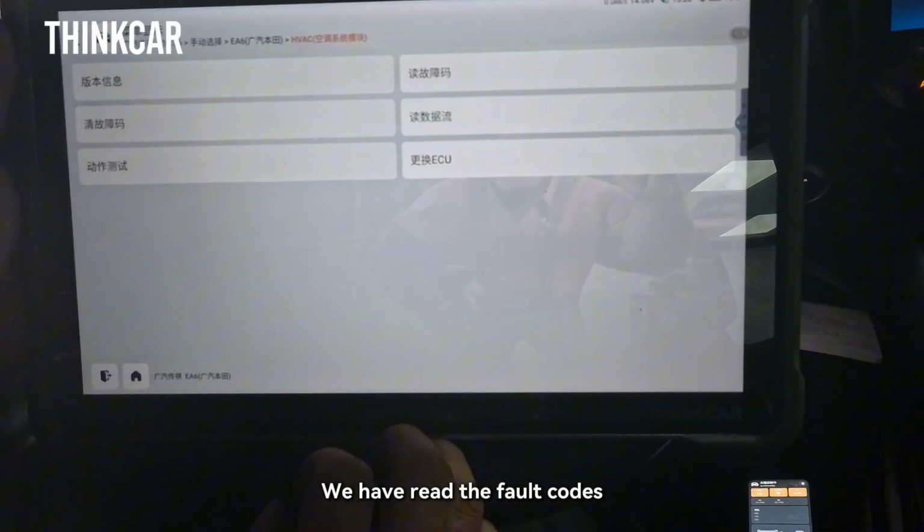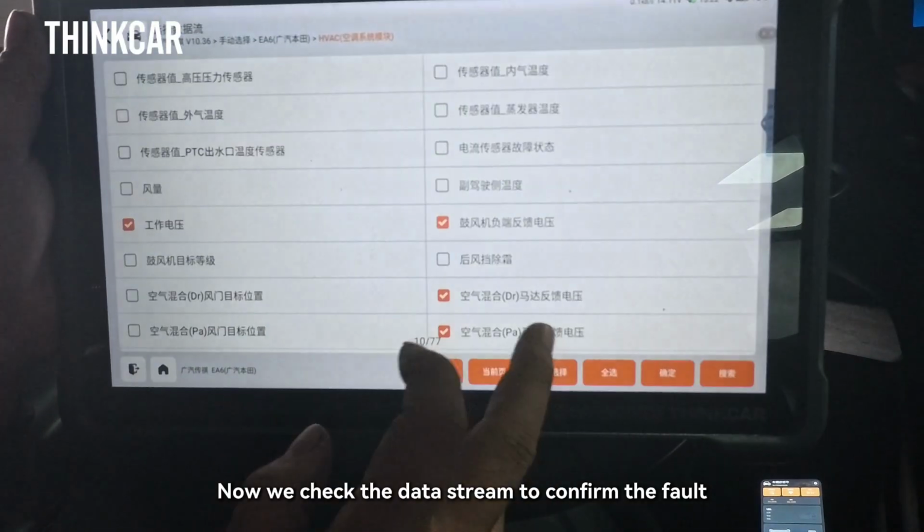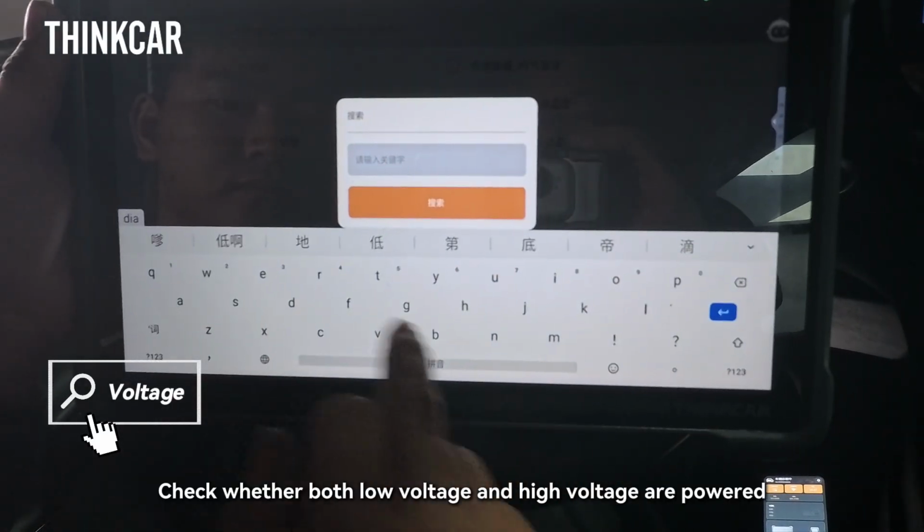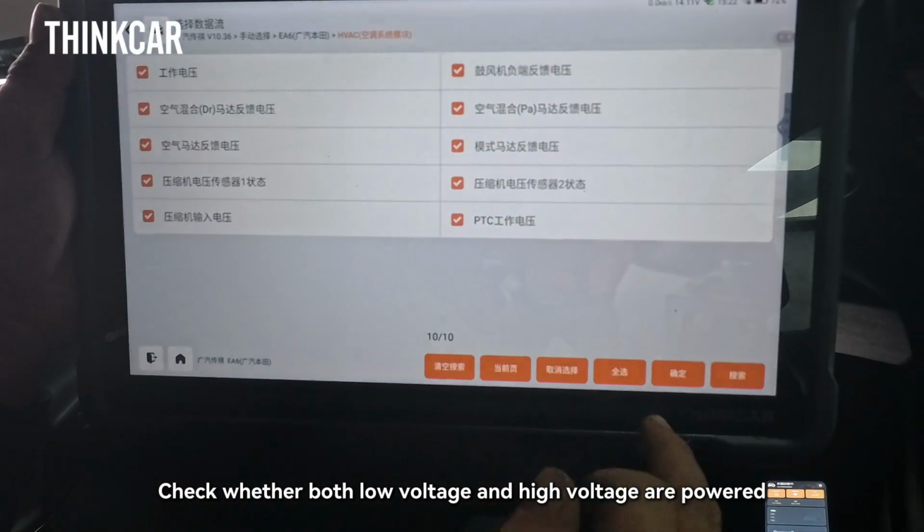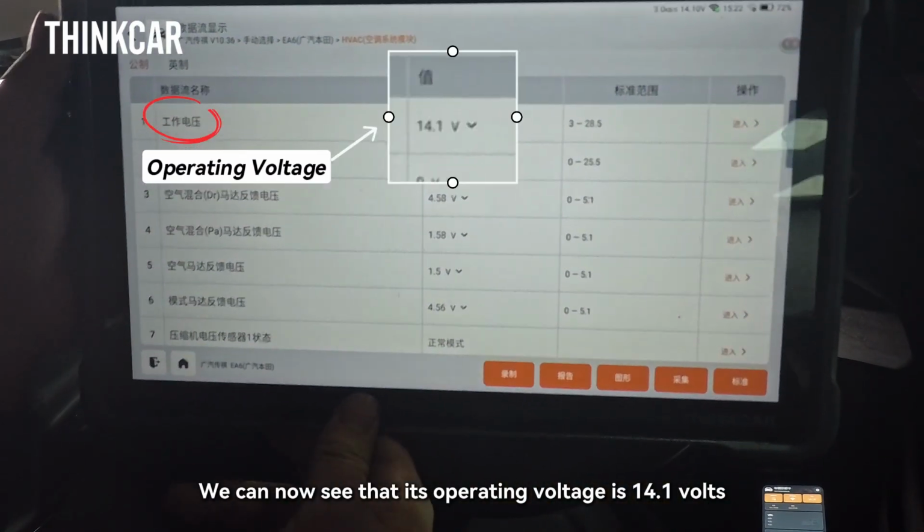We have read the fault codes. Now we check the data stream to confirm the fault. We directly search for voltage. Check whether both low voltage and high voltage are powered. We can now see that its operating voltage is 14.1 volts.